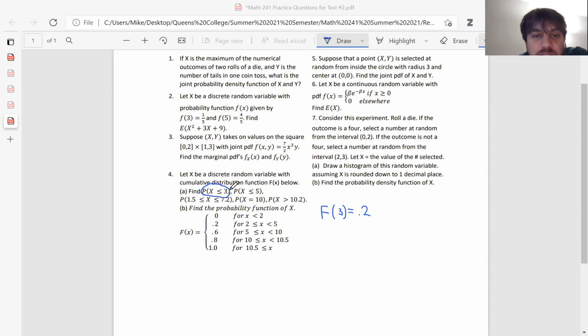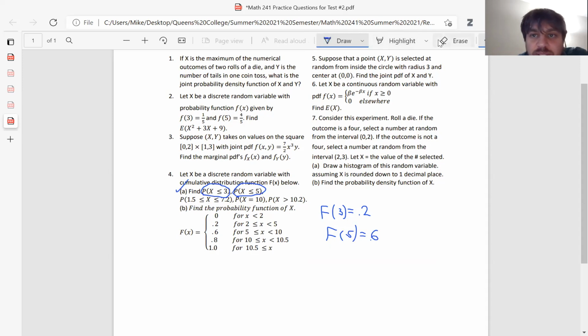Now the probability x is less than or equal to 5. David, what is the probability that x is less than or equal to 5? Good, because capital F of 5 is 0.6, right? According to how the function is defined, 5 is included in this half-open, half-closed interval, so it's equal to 0.6. Good. Okay, so we're done with A.